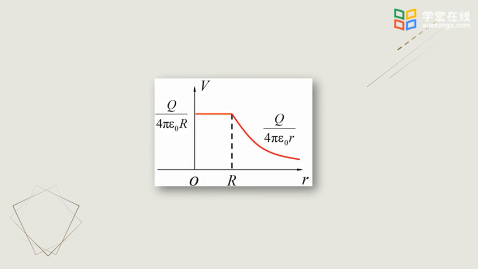This figure shows a plot of the potential as a function of r. It's noted that the potential is constant in the region inside the surface, while it's inversely proportional to r outside the surface. This example showed us how to calculate the potential if the electric field is given. What if the situation is reversed? I'll talk about it next lecture.